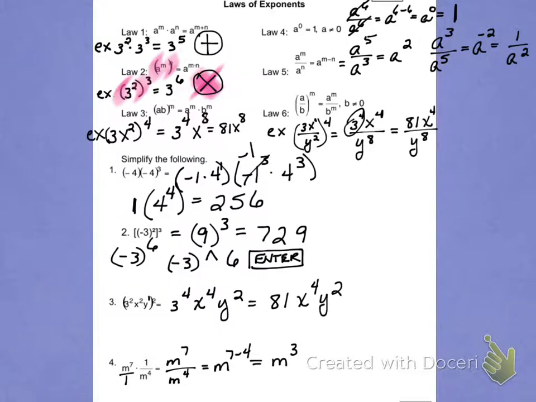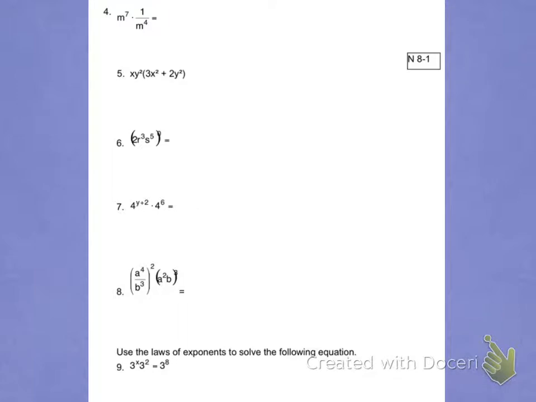First part of the notes for 8-1. Now let's go to the second page. You'll notice we've already done 4, so we're not going to do that one again. We're going to start with number 5.